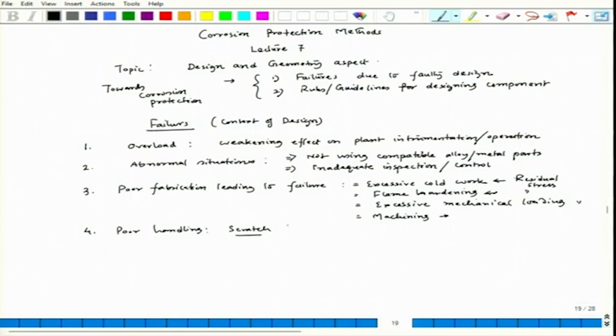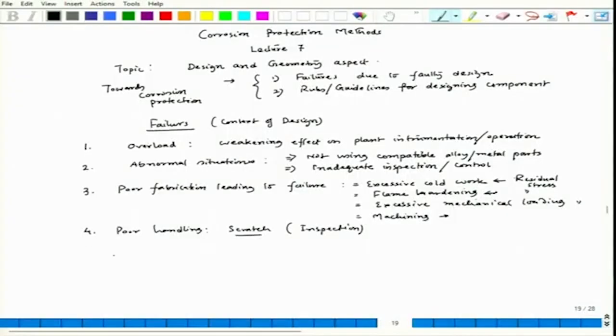The scratch and inspection are seriously related. Time to time we have to see a part and check whether the operation led to some serious scratch marks on the material, and that scratch mark can lead to stress corrosion cracking or corrosion fatigue, all sorts of problems can generate. So, that comes from poor handling or poor inspection.